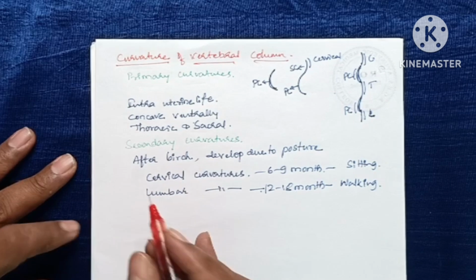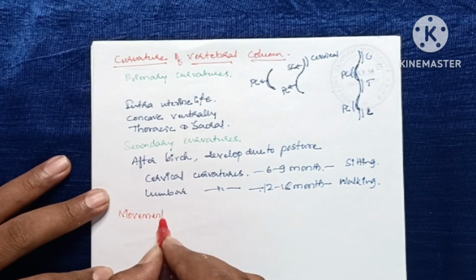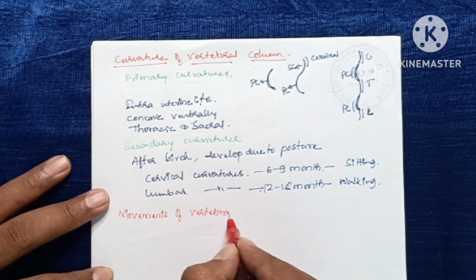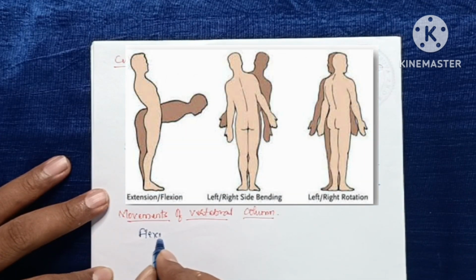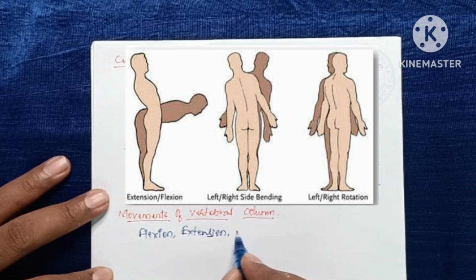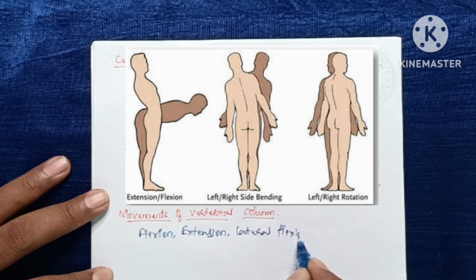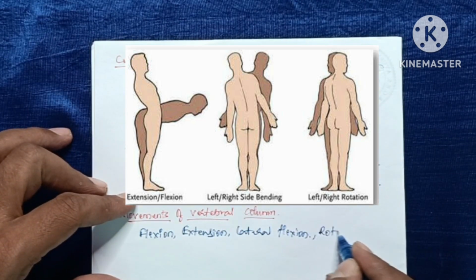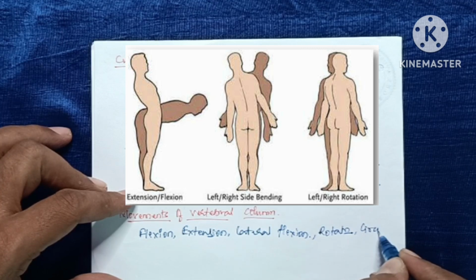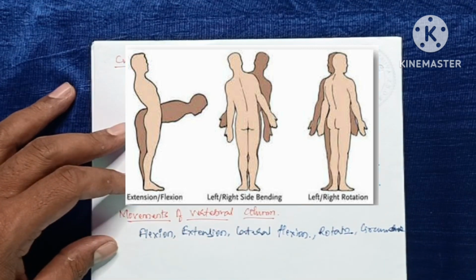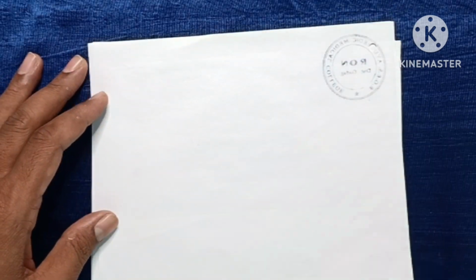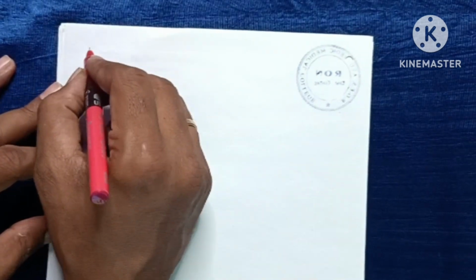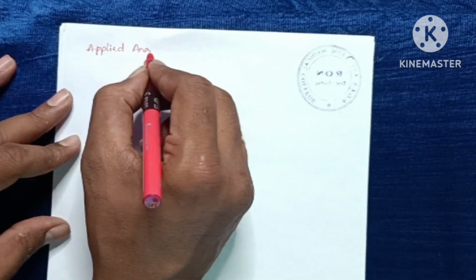Now, let us discuss the movements of the vertebral column. All types of movements are possible: flexion, bending forwards; extension, bending straight; lateral flexion, bending sidewards; and rotation, bending in a twisting form. Circumduction is a movement like a complete rotation of the vertebral column.